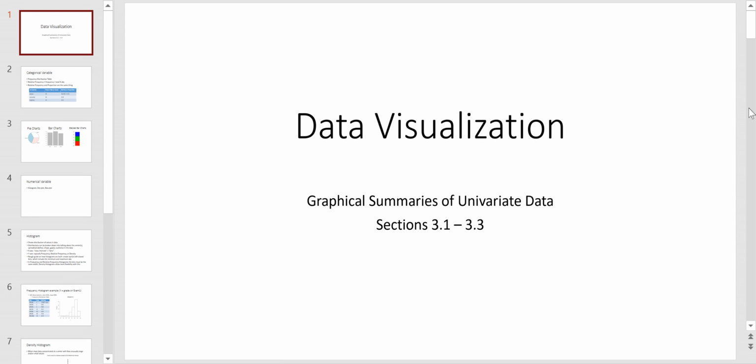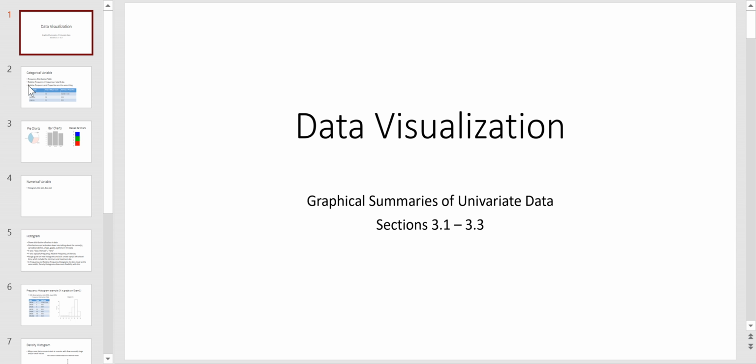Hi guys, in this lecture we're going to talk about graphical summaries of data, also known as data visualization. Now it's important to note that this lecture is only going to deal with graphical summaries of univariate data. And if you recall, univariate data means we're dealing with one single variable at a time. There are other graphical summaries for bivariate and multivariate data, which will not be covered in this lecture.